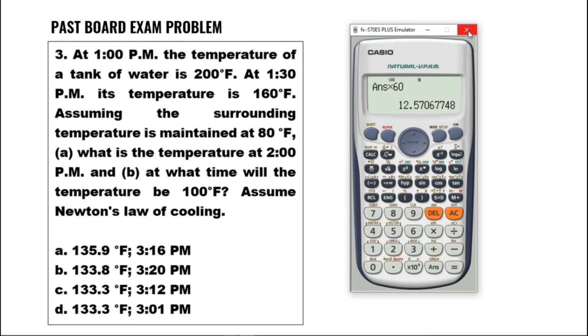So that's all for today's video guys. So this is just the part 2 of our calculator techniques. So marami pa akong ituturo sa inyo guys that are very useful sa board exam ninyo para mapasa ninyo siya and makatulong din mag-save ng time when you are dealing with problems, especially in mathematics.